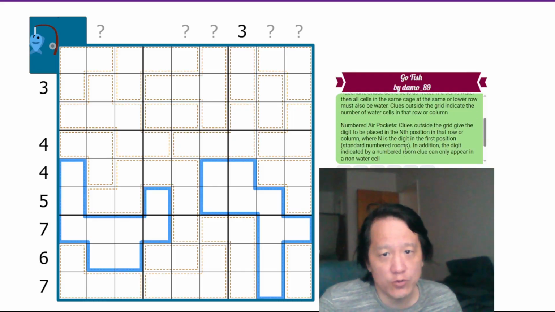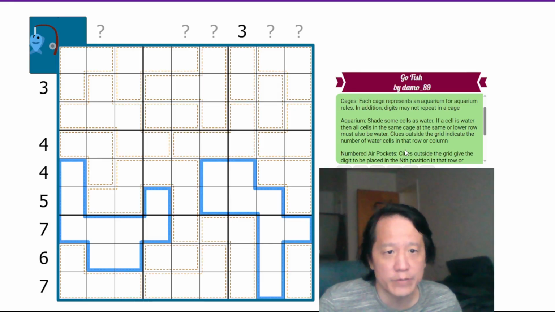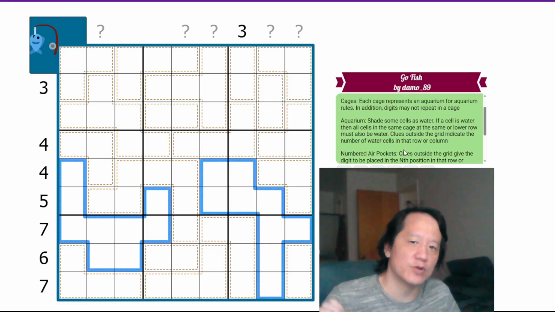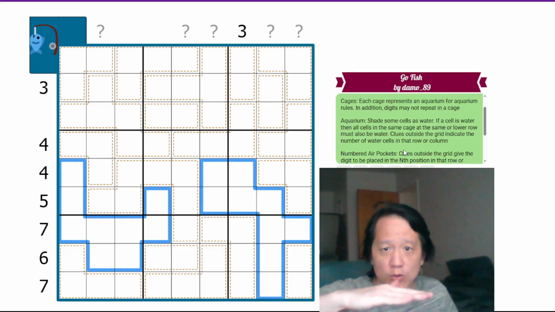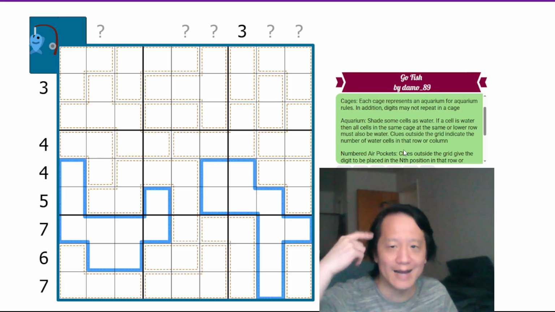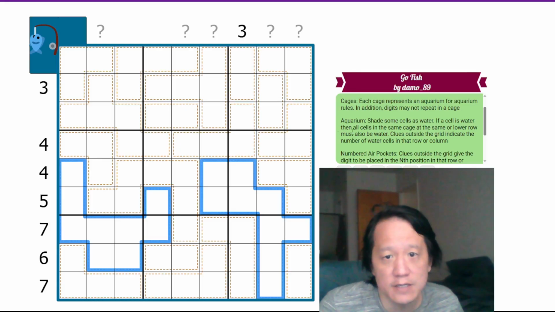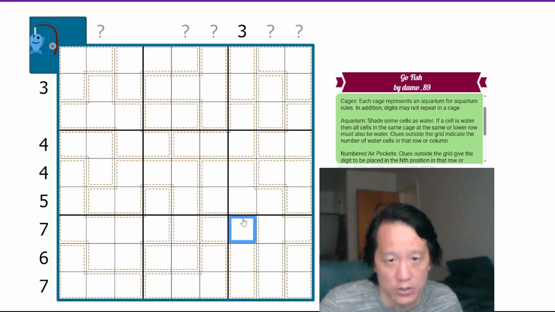So, what are aquarium rules? We need to shade some cells as water. If a cell is water, then all cells in the same cage at the same or lower row must also be water. And clues outside the grid indicate the number of water cells in that row or column.